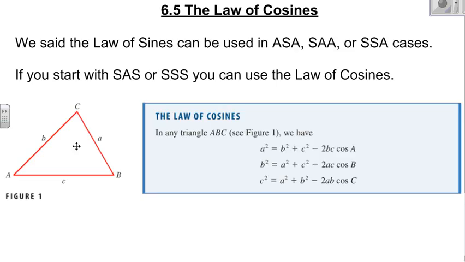So the law of cosines basically says that any side squared equals the sum of the other two sides squared minus 2 times the other sides times the cosine of the angle. Not quite as easy to remember, but it's fairly easy to use to solve any triangle.